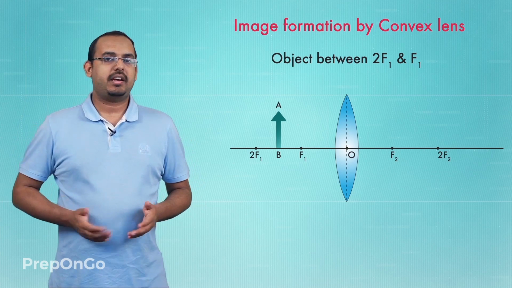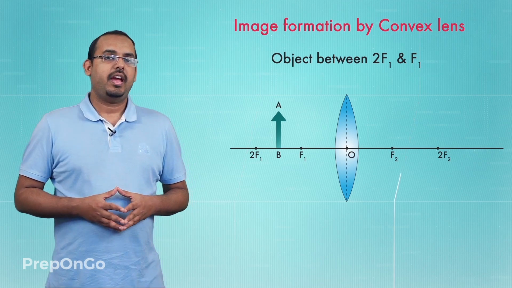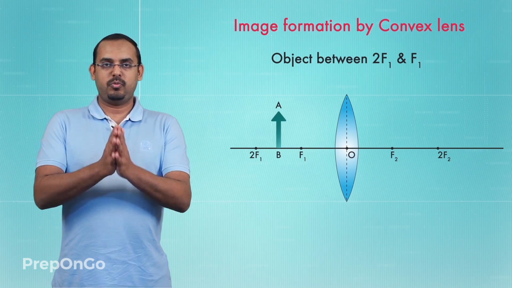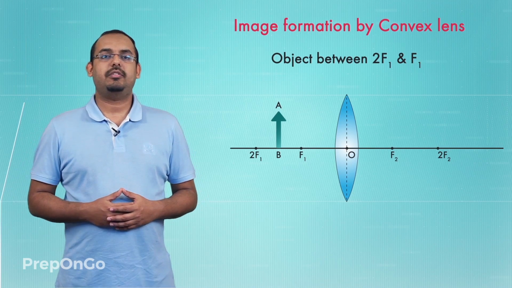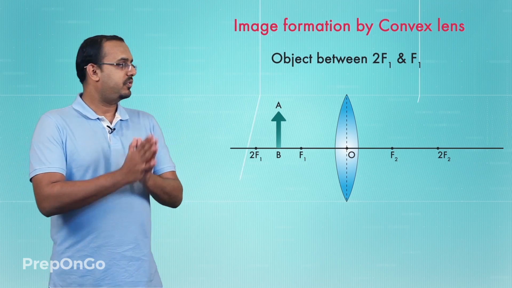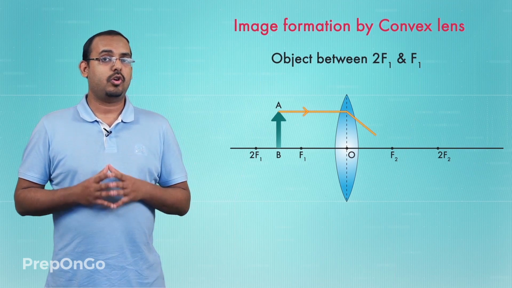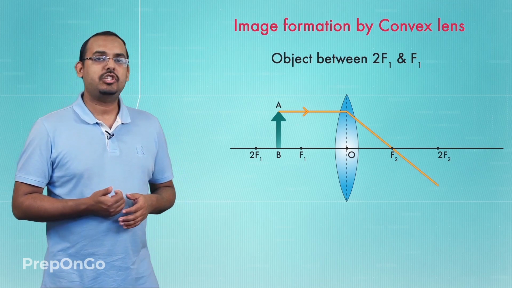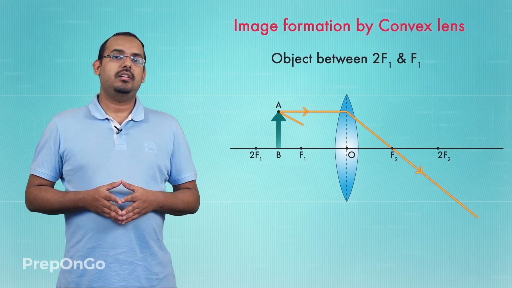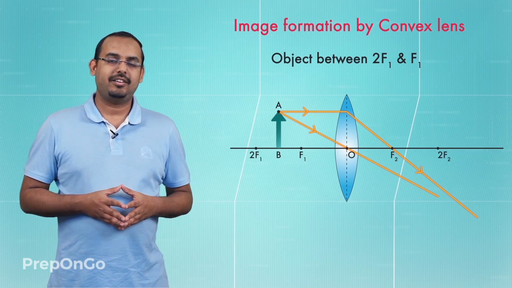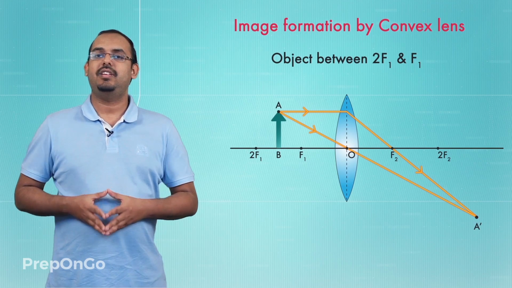We'll follow the same practice again, right? We'll take two special rays, see how these special rays behave, and find the image of the topmost point of the object, which we have labeled here as A. The first ray is the ray traveling parallel to the principal axis of the convex lens, which after refraction passes through the focus of the convex lens. The second ray is the ray which passes through the optical center of the convex lens, and passes through the lens without showing any deviation.